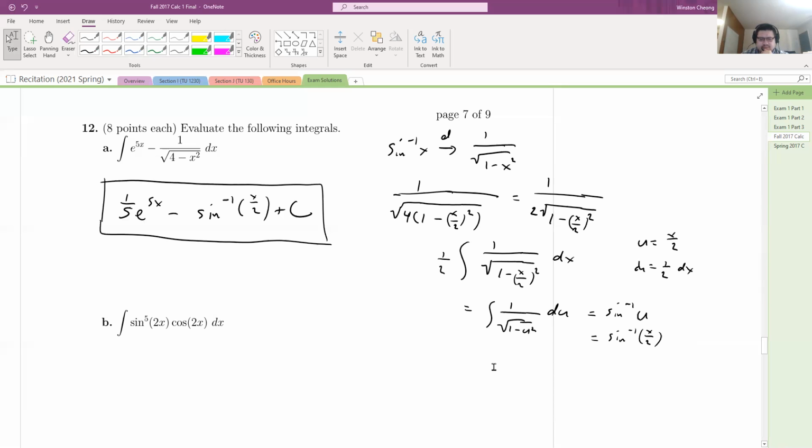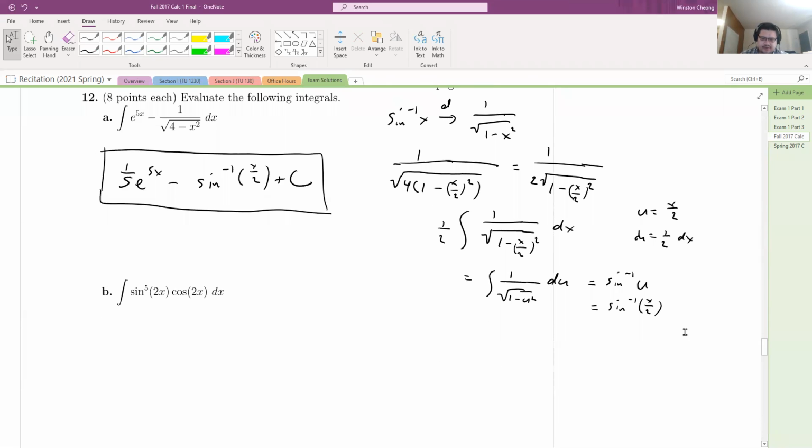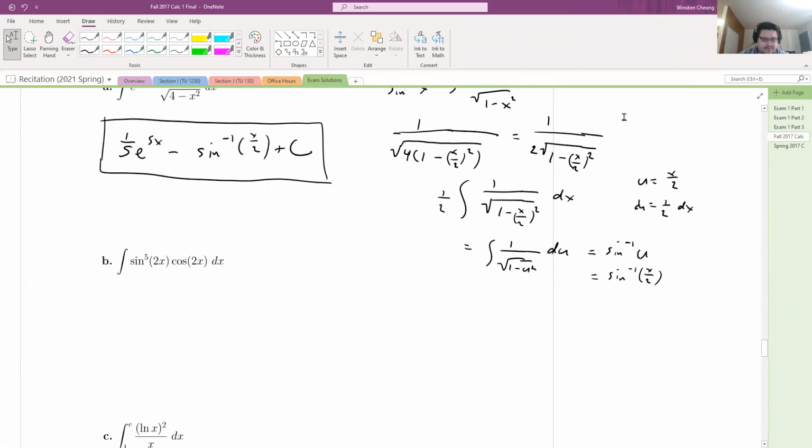I could check that, but I don't know. So if someone catches a mistake, just let me know. It's possible that I could make a mistake, but I haven't done these beforehand.